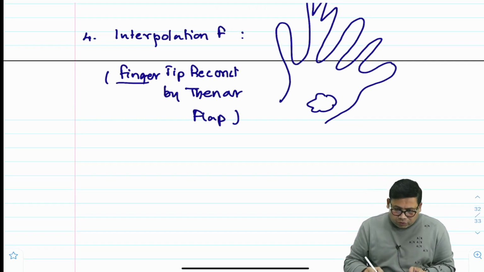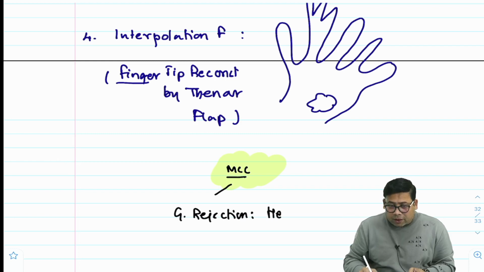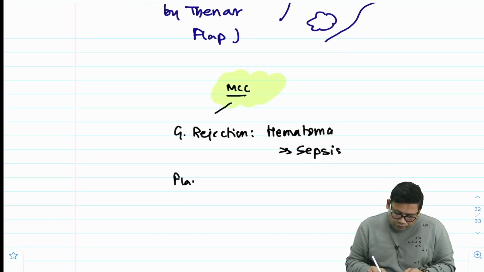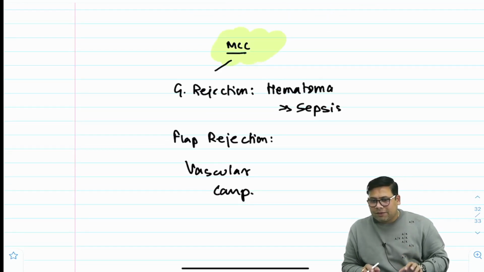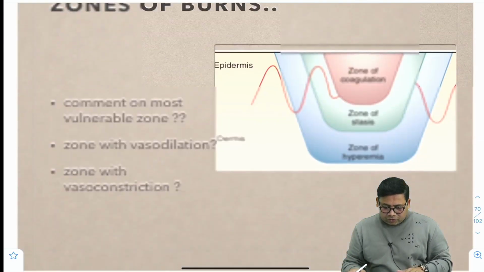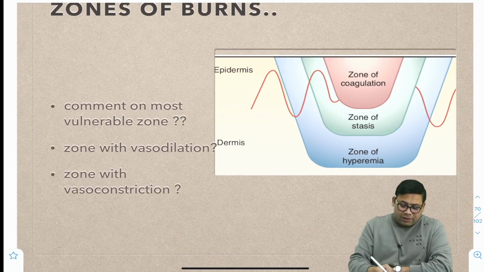In a nutshell, one or two more points. What is the most common cause of graft rejection? The answer is hematoma, more than sepsis. The second is the most common cause of flap rejection. What is the answer, students? Vascular compromise. Arterial and venous compromise are the most important reason. So we have quickly revised a lot of things in flaps. Come on, quickly answer this question. What is the name of this classification?